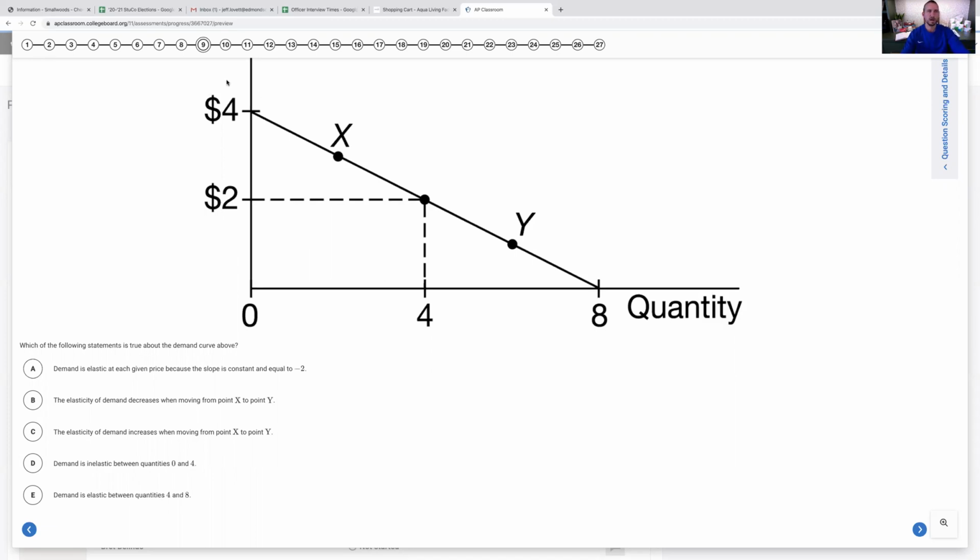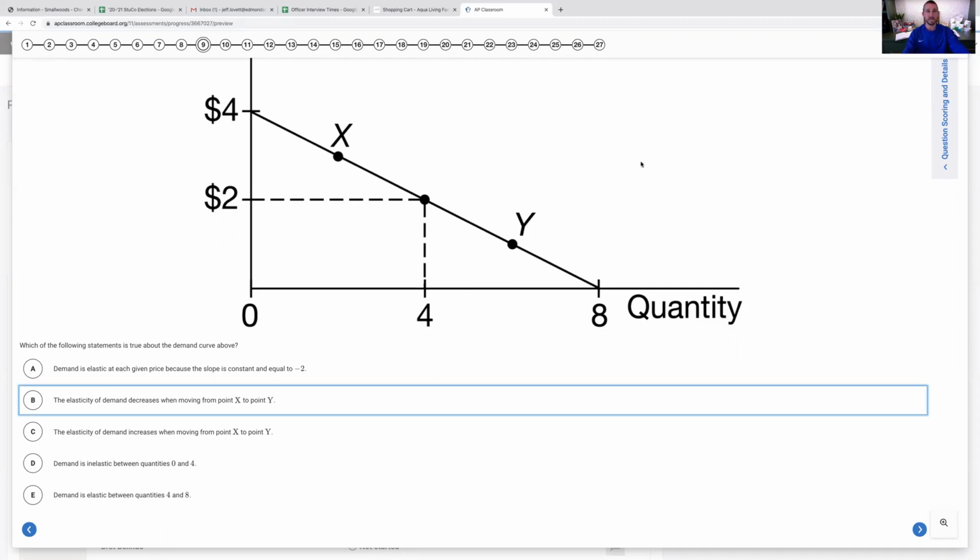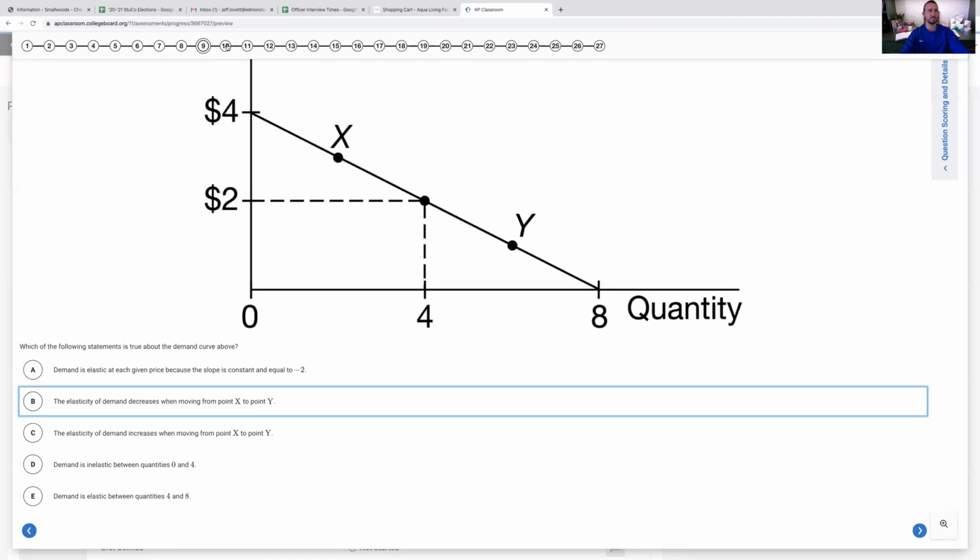And so your answer here is that the elasticity decreases, or it becomes more inelastic, when the price falls from point X to point Y. Okay, so your answer for number 9 should be B. As you move from X to Y, as the price goes down, it gets smaller and smaller. It becomes a smaller and smaller portion of your income. Therefore, we're going to be less responsive to a price change. Okay, so number 9 is B.